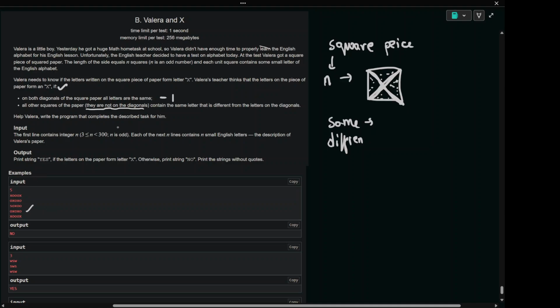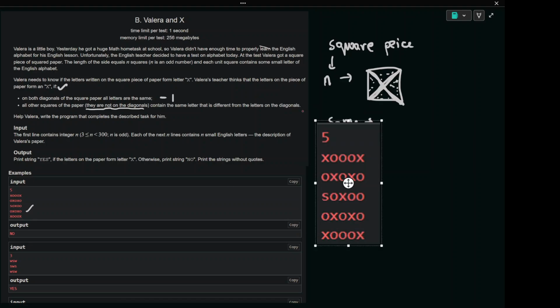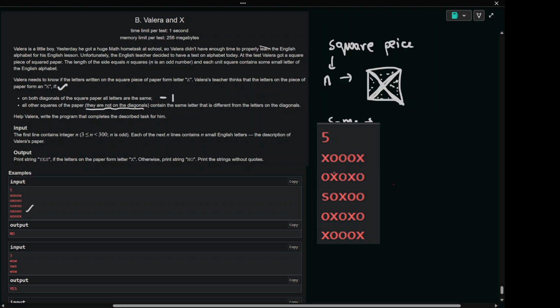So let's take this example here. It says we have n equal to 5, correct? And then we have x, o, o. Okay, I'll do one thing. Just copy this and then paste it over here. So we have this test case, right? So what does it say? Let's see. Yeah, x. We have o x o x o x x x.